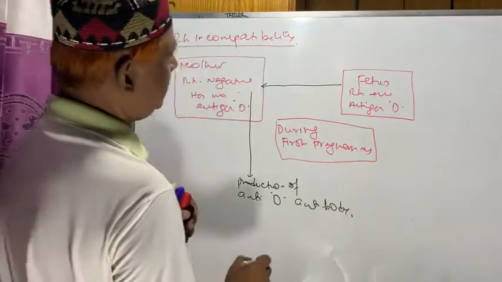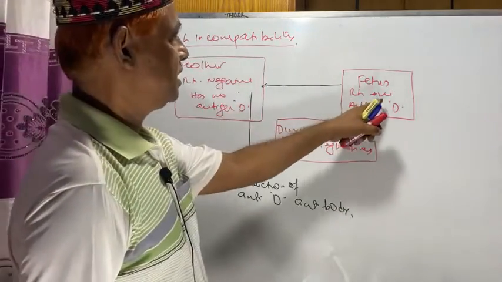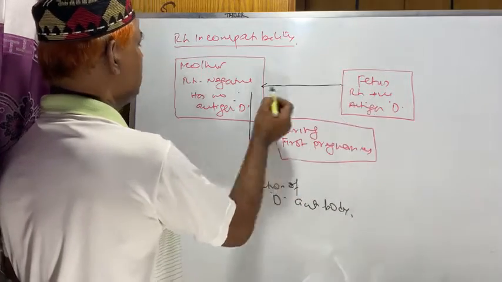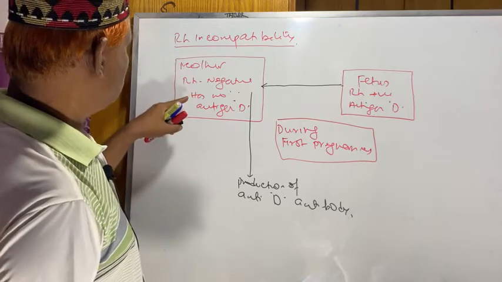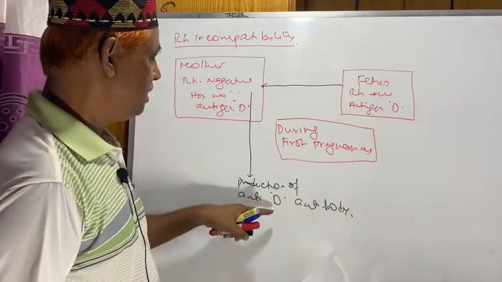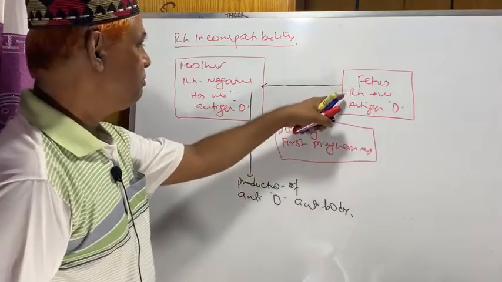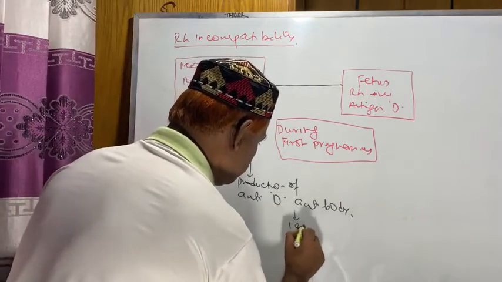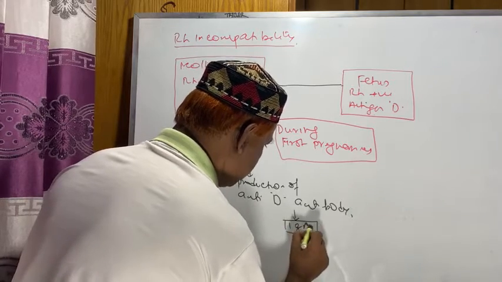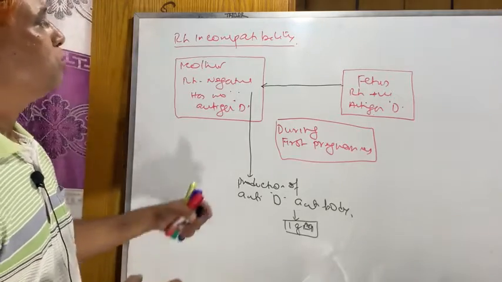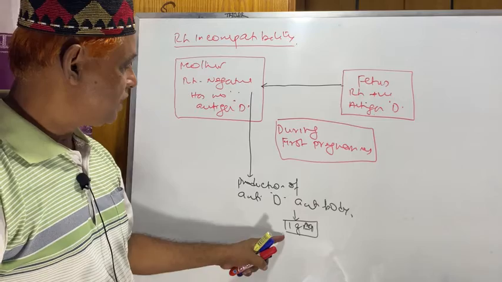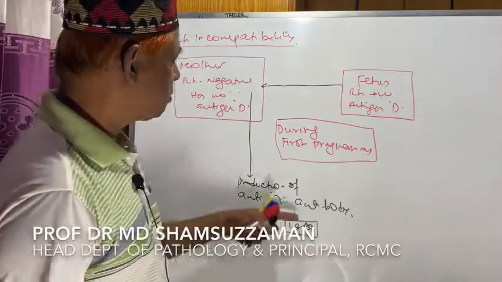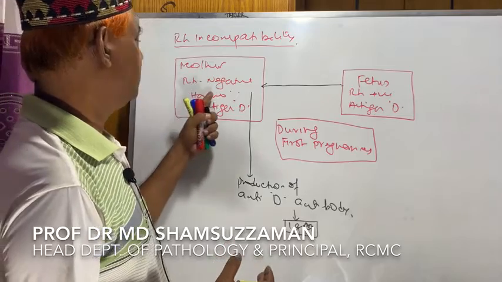Again, if the mother is Rh negative and the fetus is Rh positive, during the first pregnancy, fetal blood containing antigen D on the red cell membrane will enter the mother's circulation, and there will be production of anti-D antibody against this antigen. Initially, this antibody is IgM, and due to its high molecular weight, it cannot cross the placental barrier to enter into the fetus from the mother.